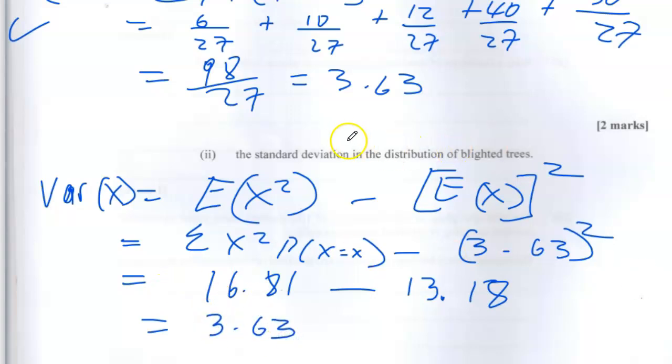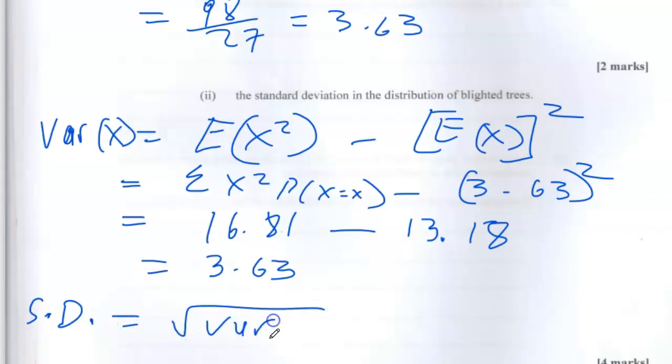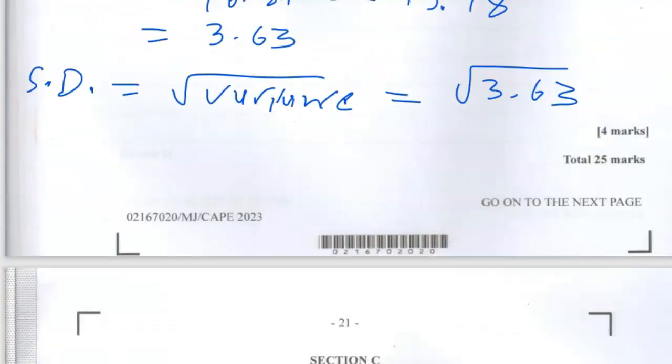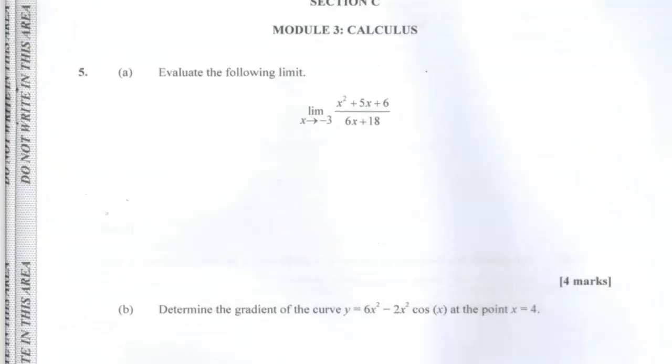So the question asks for the standard deviation. Let's write SD for standard deviation. It's the square root of the variance. So it's the square root of 3.63, whatever that works out to be. Should be 1 point something. Let's move on to question 5. That's a calculus section.